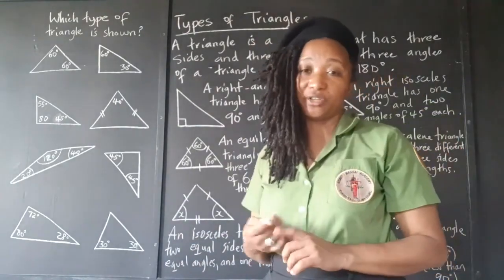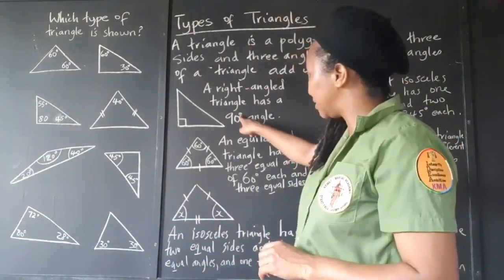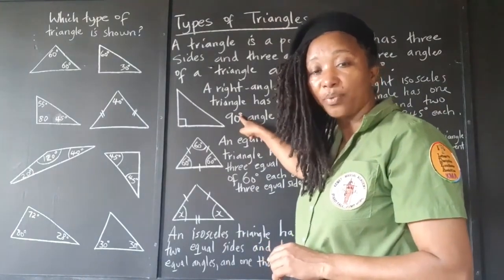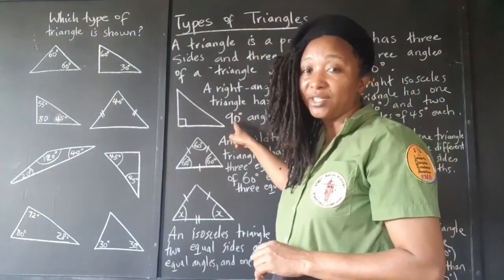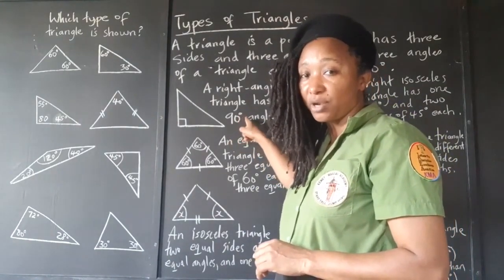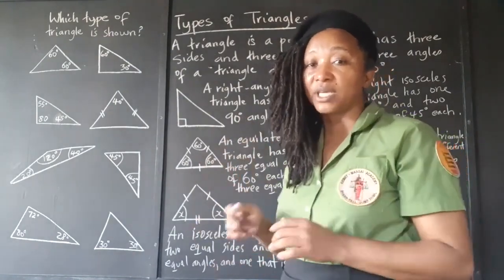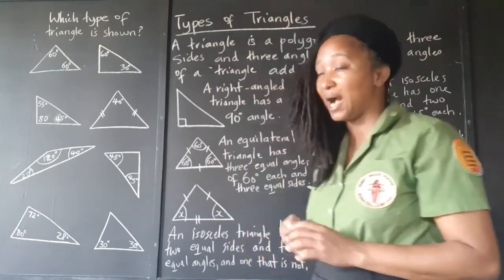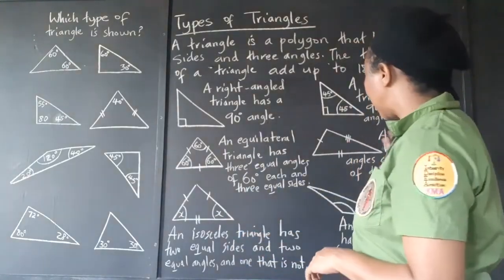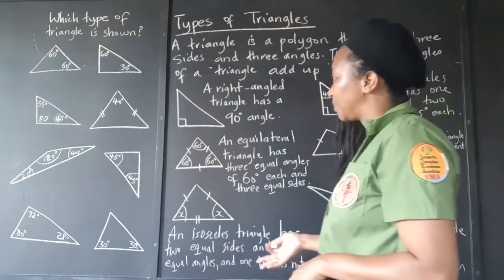Angles are measured in degrees, right? And this little circle at the right top of the number tells you this is the degree we're talking about, the measurement of the space that is formed between the 2 lines. That's an angle, it's measured in degrees. So let's look at the basic types of triangles.